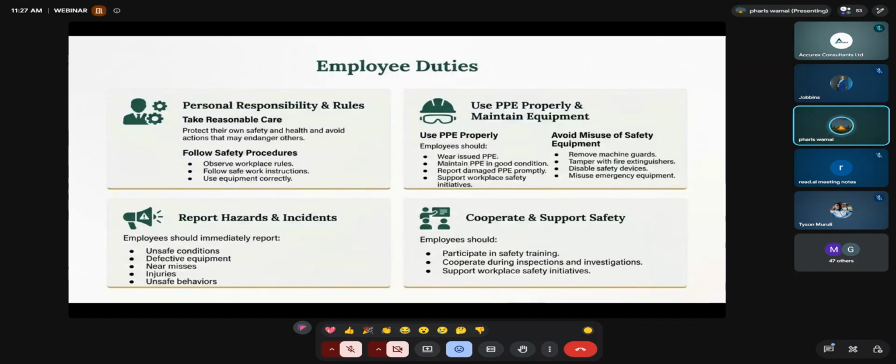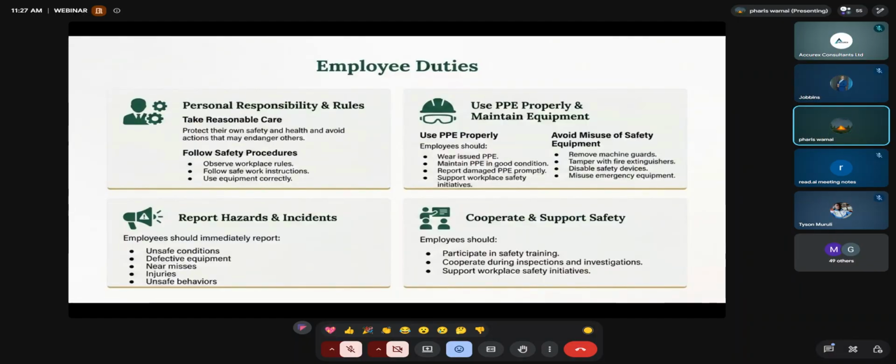So a near miss basically means that you have identified an unsafe condition. There is no immediate danger that it's going to cause harm at that particular time, but in the future, there's a possibility that it's going to cause danger.